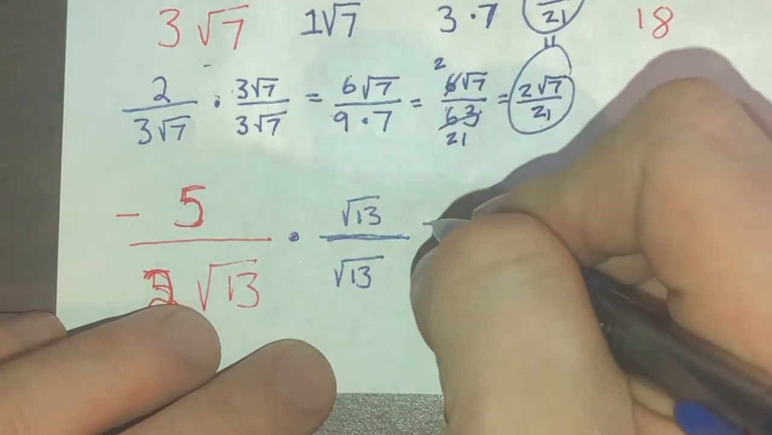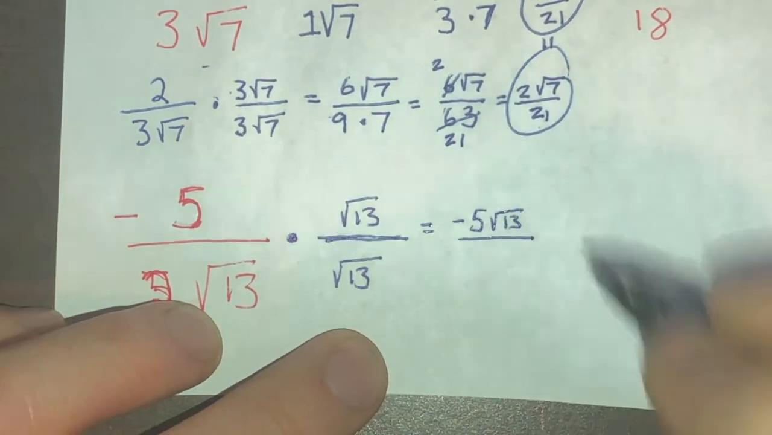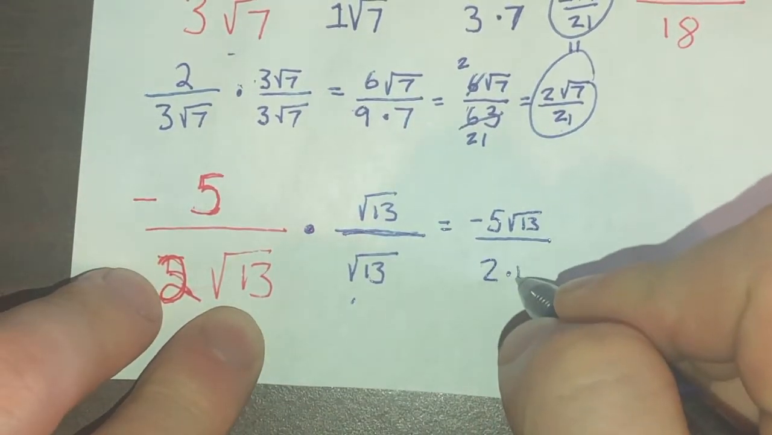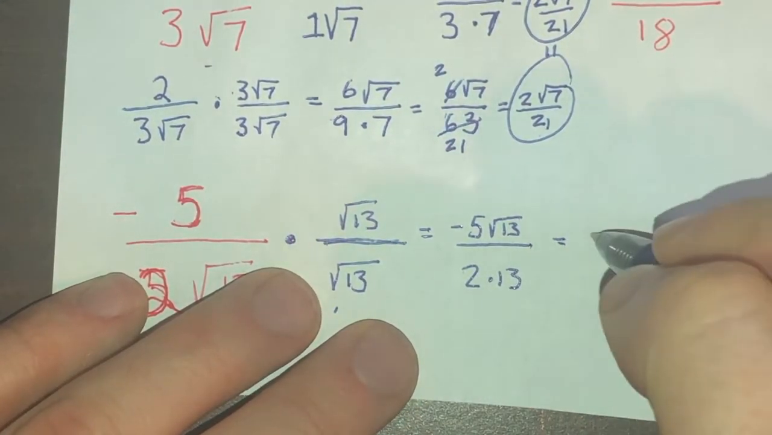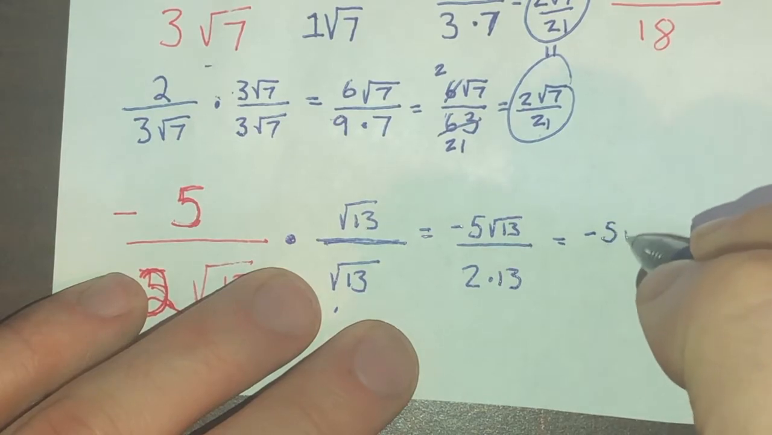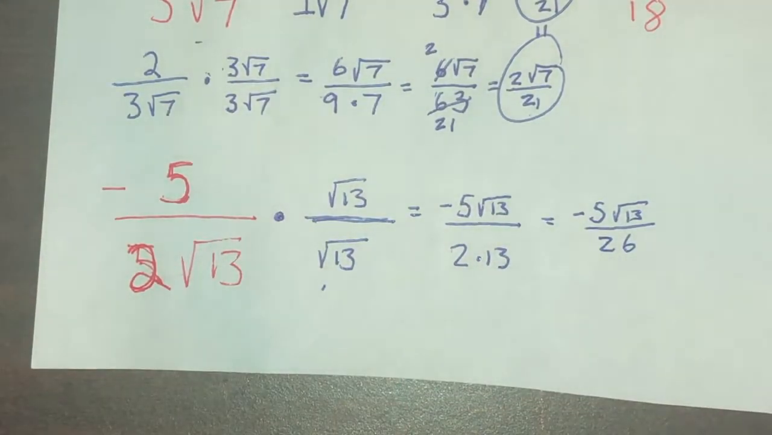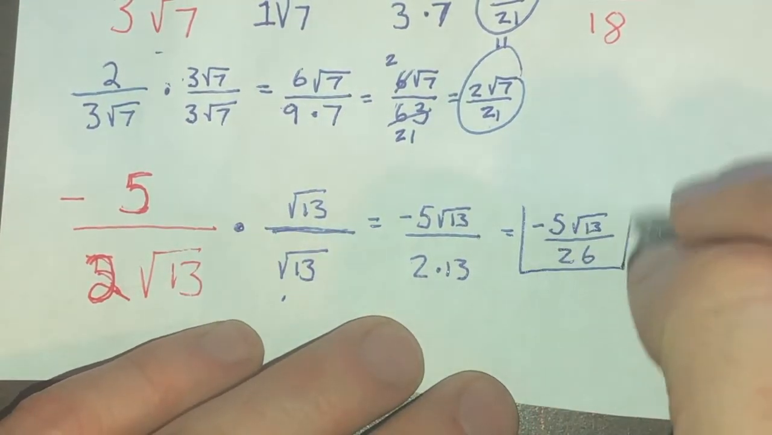So up top, you multiply straight across. On bottom, the roots cancel out. So you get negative 5 root 13 over 26. You ask, can I simplify this anymore? You cannot, okay?